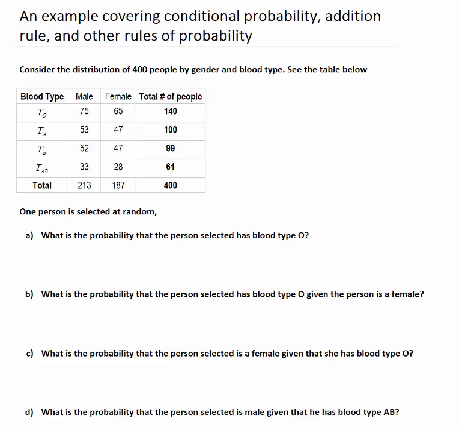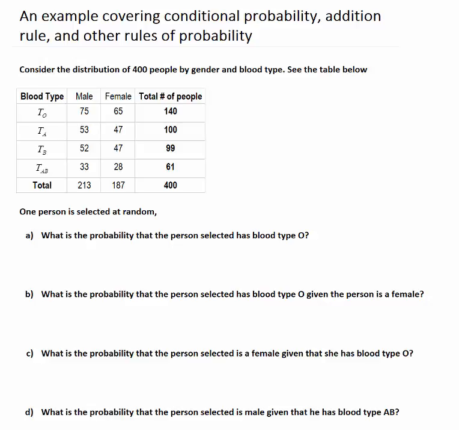In this example, I'll cover conditional probability, the addition rule, and the classical definition of probability. So we have a survey of 400 people by gender and blood type.